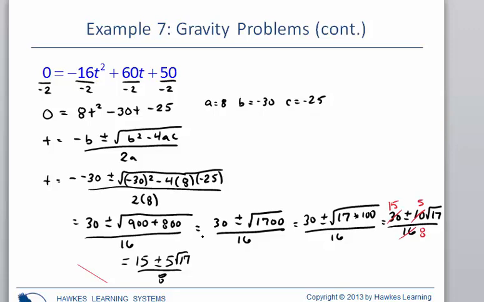Now you will find that for a problem like this, the answer is most meaningful in decimal form. And so you probably want to go ahead and type that in your calculator, plugging it in one time with a plus and one time with a negative. And so when you do that, for your answers, you're going to get a negative 0.70 and you're going to get a positive 4.45. Now remember that these are times. So to say that the time that it took for the ball to hit the ground was negative 0.70 seconds, that doesn't make sense. So the only logical answer is 4.45 seconds.